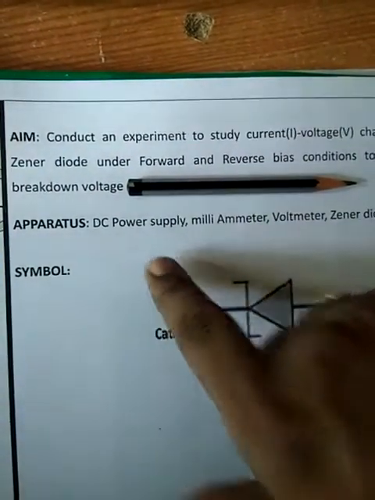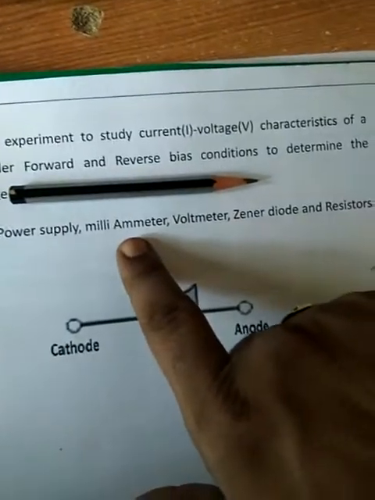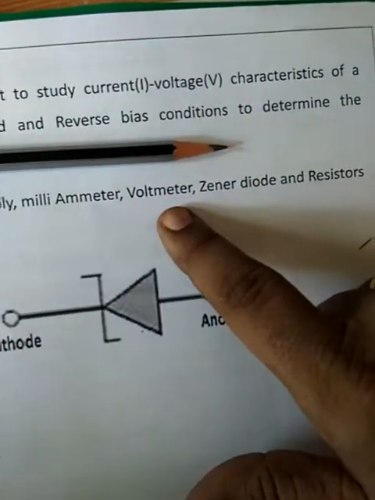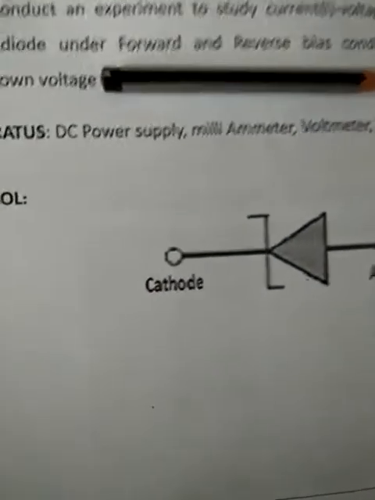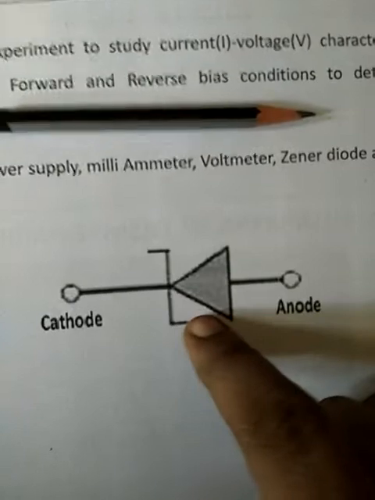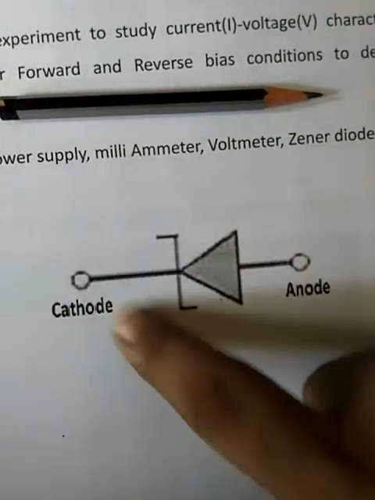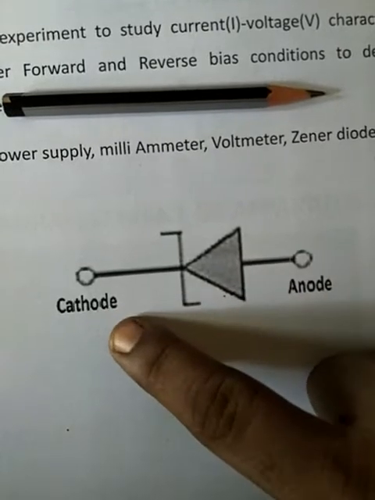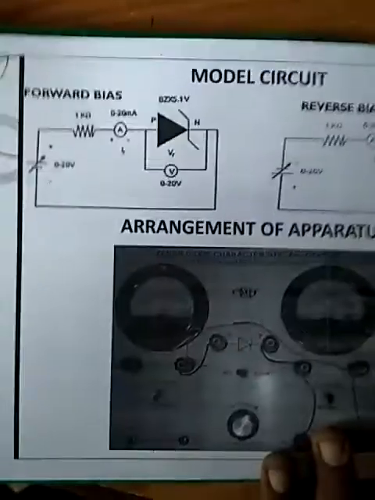The apparatus required are a constant DC power supply, milliammeter, voltmeter, Zener diode, and a set of resistors. The symbol of the Zener diode is shown here. Here Z indicates the Zener diode, and this is the negative region or the N region of the diode taken as a cathode, and this is the positive region of the diode taken as an anode.